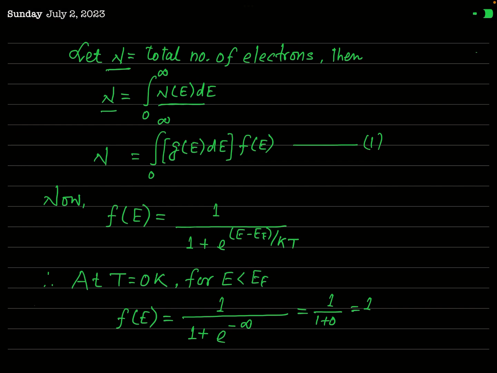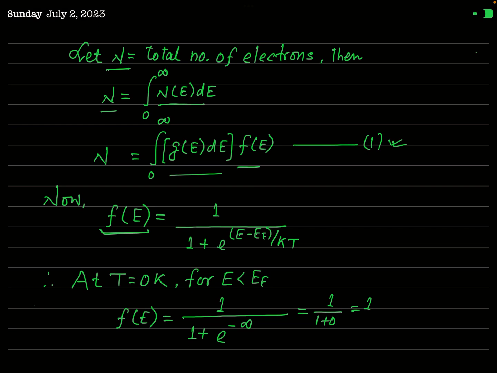But you have seen that this N of E dE is equal to G of E dE times F of E. So N can be written as I have written in equation number 1. Now you have studied in the first lecture that the Fermi Dirac distribution function F of E, which is also called occupation probability, is actually the probability of an electron occupying an energy state E. It means when an electron is found in an energy state E, what is the probability of finding the electron in that particular energy state? That is measured by this probability function F of E.